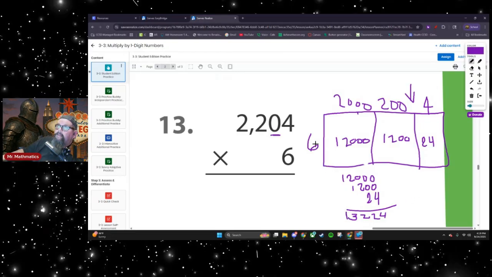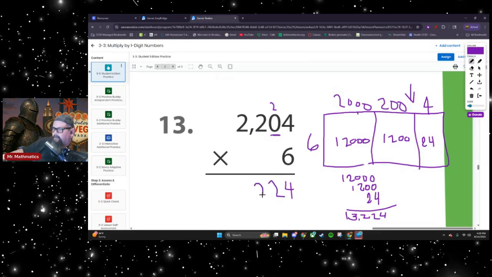This is as easy as we can get, guys. It becomes a little bit more difficult tomorrow on 3-3. If we want, we can go ahead and do this. This is 24. 6 times 4 is 24. Regroup my 2. 6 times 0 is 0 plus 2 is 2.